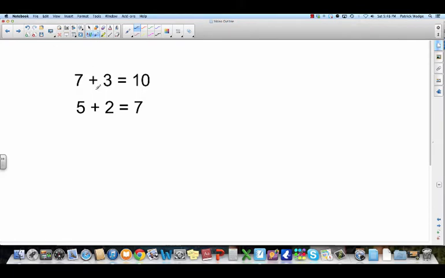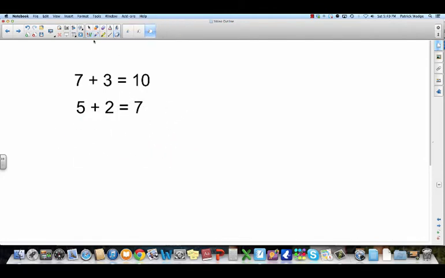Alright, before I actually show you the steps for doing this, I want to show you something. If I have these two statements, 7 plus 3 is 10 and 5 plus 2 is 7, I think you'd probably agree with both of those. I want to show you a couple of things. One, if I add all these columns together, 7 plus 5 is 12, 3 plus 2 is 5, and 10 plus 7 is 17. Is this still true? Yeah, 12 plus 5 is 17.